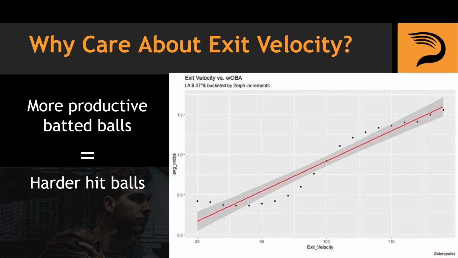So why are we measuring exit velocity in the first place? Well, exit velocity has a really high correlation to productive batted balls. You can see in the graphic that our hitting trainer John Soteropoulos put together that as exit velocity increases, our wOBA increases as well. So the harder we hit the ball, the more productive our batted balls are going to be.